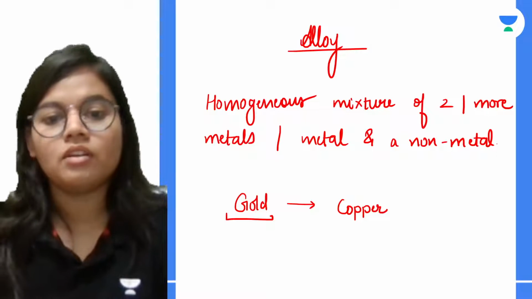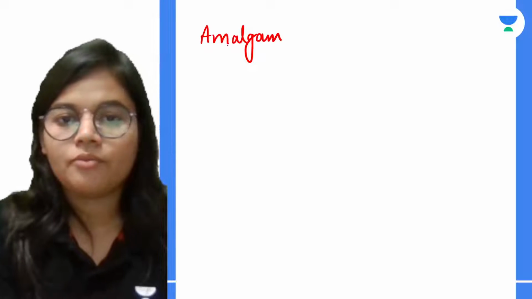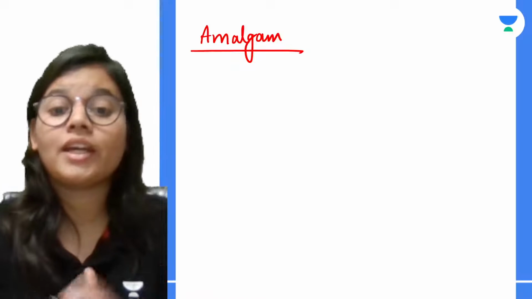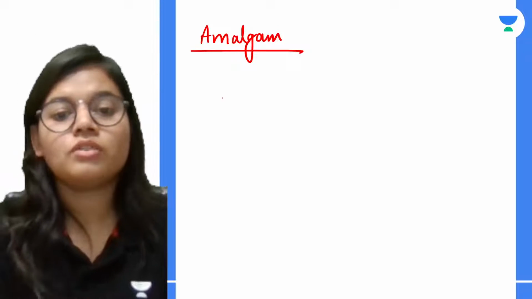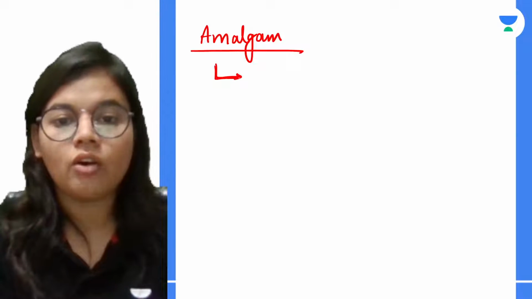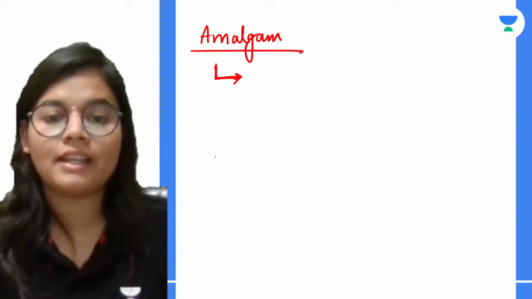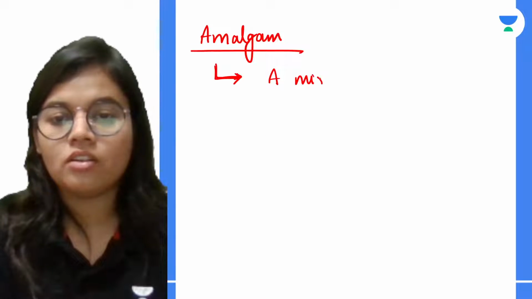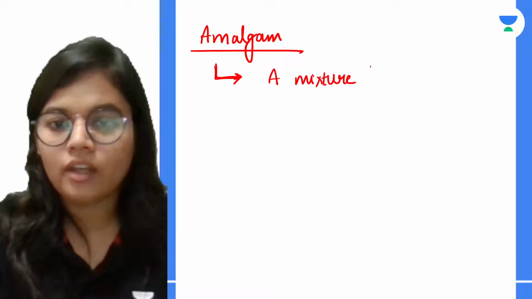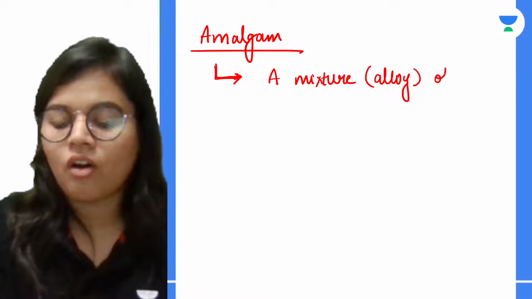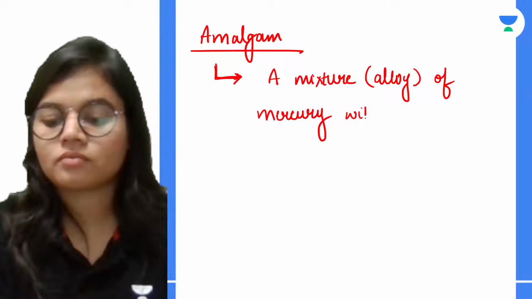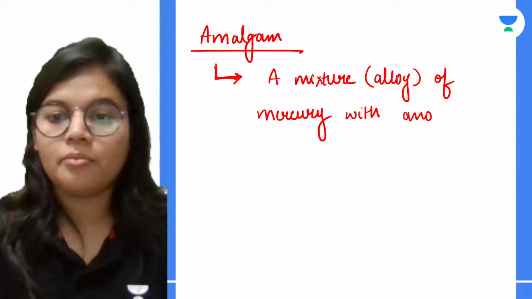Okay, now next important thing that you should be knowing over here is amalgam. I'm very sure all of you might have at some point heard about this word. अभी ये होता क्या है amalgam? Now students, amalgam is a kind of alloy जहाँ पर एक metal हमारा fix रहता है. It is mercury. Okay, so it is a mixture, or we can also call it an alloy of mercury with another metal.